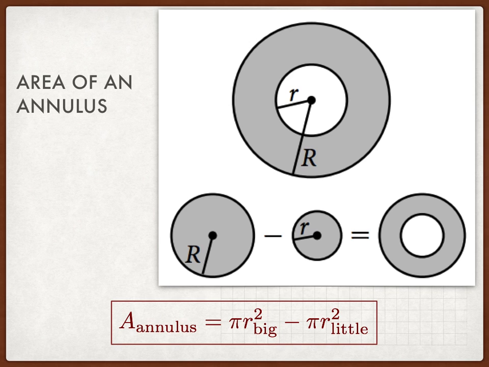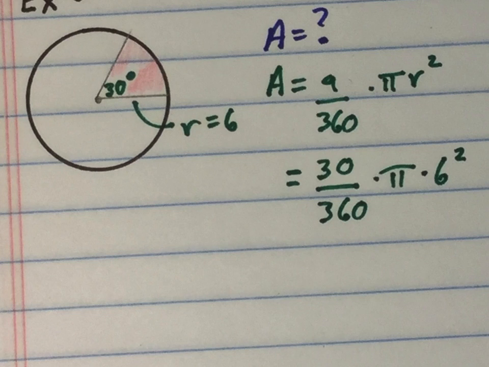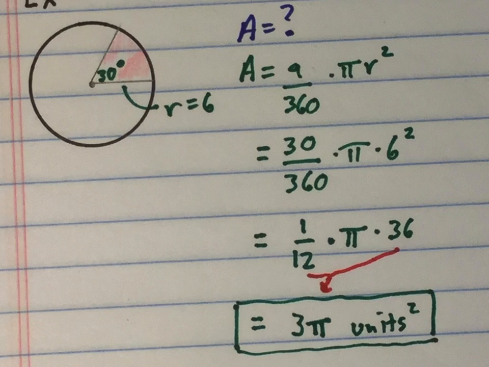A couple of examples for you. Here, let's take a look. We've got a sector with 30 degrees as its central angle. Radius is 6. And so the area will be set up: we've got 30 divided by 360 times pi times 6 squared. And if you simplify the fraction, you get 1/12. 6 squared, of course, is 36. And since you can multiply in any order you choose, multiplication's commutative, 1/12 of 36 is 3. And so 3 pi square units would be an exact answer.